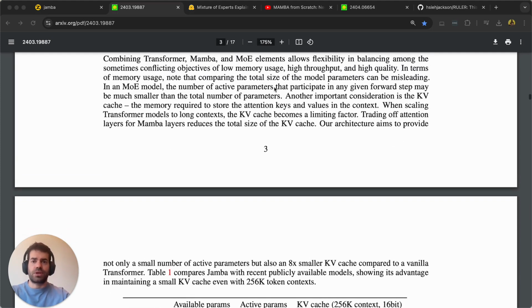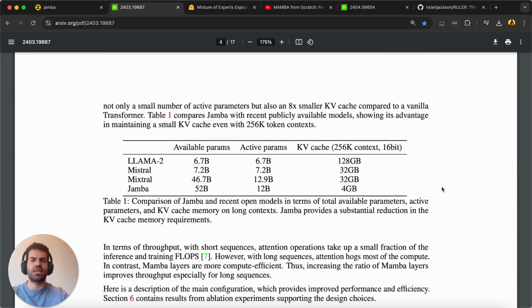Again, there's a comment here that the total size of parameters is misleading, because in MOE there is the number of active parameters, which is what really goes to the inference time, where we also need to consider the KV cache. We've spoken about it a little bit, and here you can see a table. We go through Llama 2, Mistral, which is 7B parameters, and Mixtral, which is 8 times 7B parameters. You can see that even though Jamba has 52B total parameters, active parameter-wise it's even less than Mixtral.